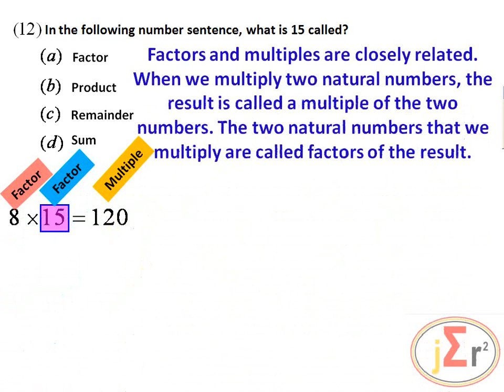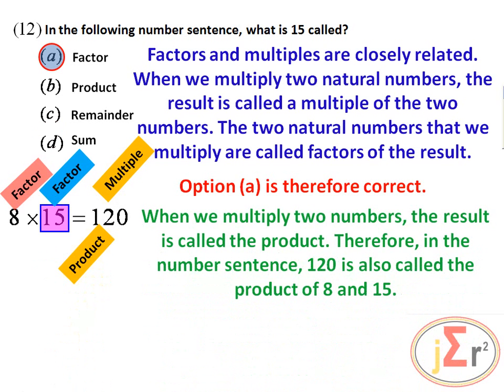Factors and multiples are closely related, as we said before. When we multiply two natural numbers, the result is called a multiple of the two numbers. The two natural numbers that we multiply are called factors of the result. So these two are factors of 120. 120 is a multiple of both 8 and 15. Option A is therefore correct. It is a factor.